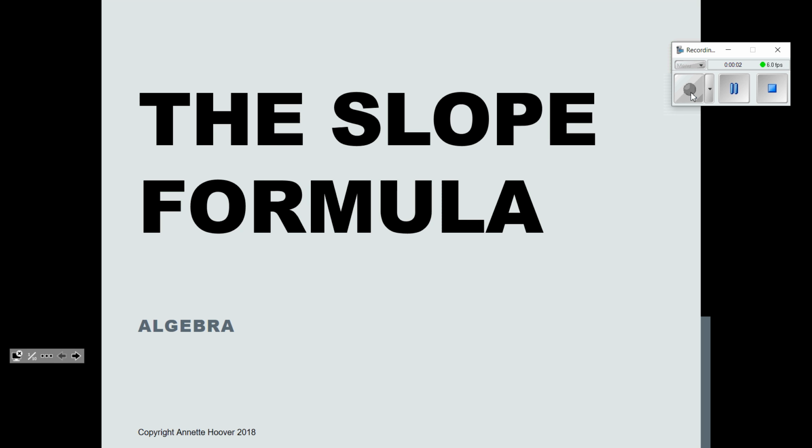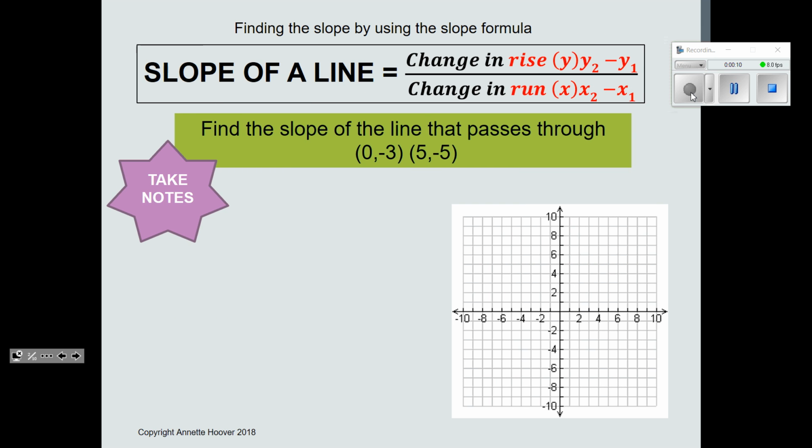Today's lesson is using the slope formula to find the slope of a line. So let's look to see what the slope formula is. The slope of a line, if you look at the top of the slide here, is where you subtract the y's on the top and the x's on the bottom. Slope of a line is rise over run, and rise refers to the y-axis and run refers to the x-axis.